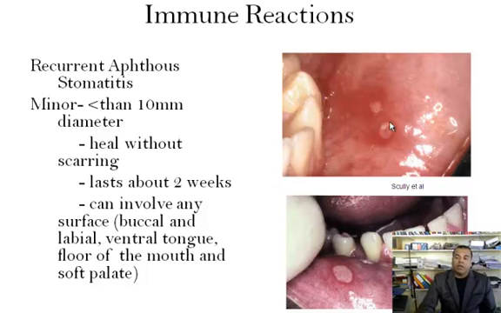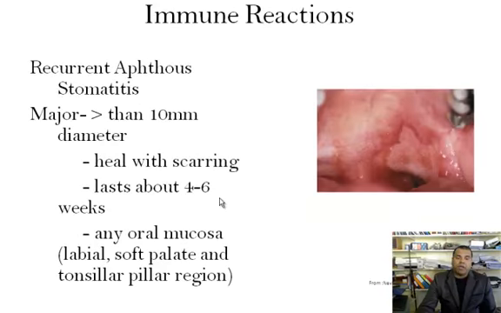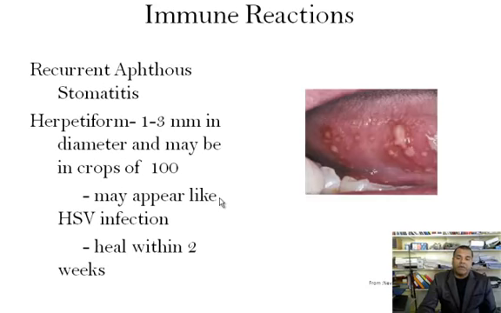with an ovoid or round shape, a necrotic centre and an erythematous halo surrounding. They generally last about 2 weeks and can involve any surface of the mucosa. Compare this to the major form, which is more than 10 millimeters in diameter, and they tend to take longer to heal and often heal with scarring.